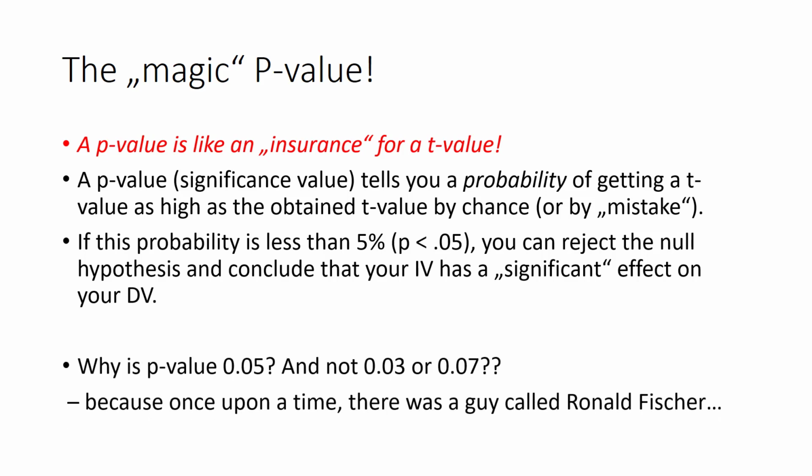By the way, have you ever wondered why is p-value 0.05 and not 0.03 or 0.07? Well, the answer is as simple and as stupid as this. Because once upon a time, there was a guy called Ronald Fisher who said it should be 0.05, but not more or less. Many statisticians said this is ridiculous and this needs to change.